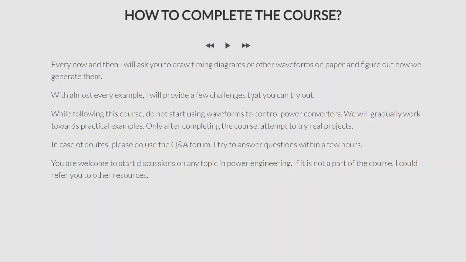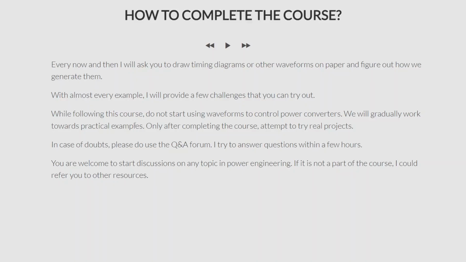Only do that when you finish this course. Because in this course, I will start with some very basic examples and slowly increase the complexity until we reach practical examples. So only at the end of this course would I say that you are ready for real projects.